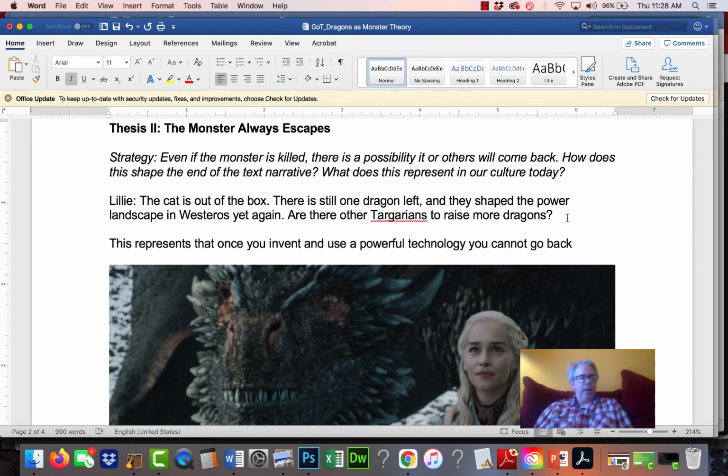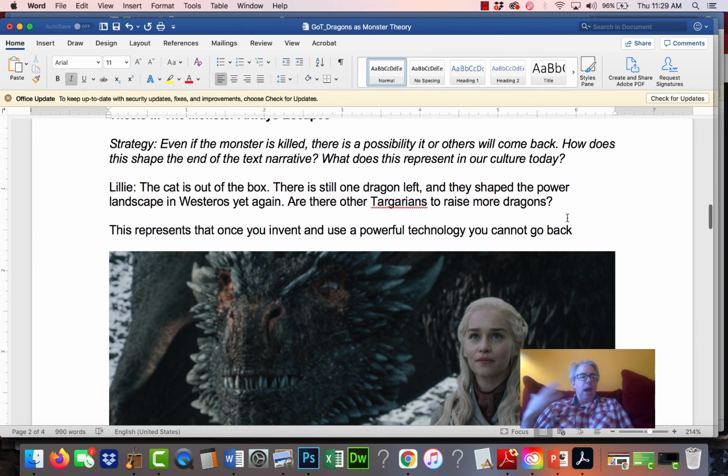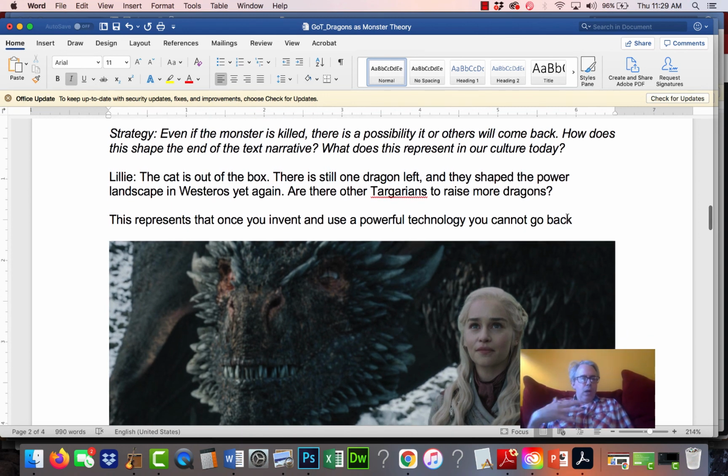They shaped the power landscape in Westeros yet again, just like the Targaryens did originally a few hundred years before. And perhaps there are Targaryens to raise more dragons. For us, this represents, in our culture... And again, you always want to say, okay, what's going on in the narrative, and then what does this represent in our culture or the culture of when the text is being created.